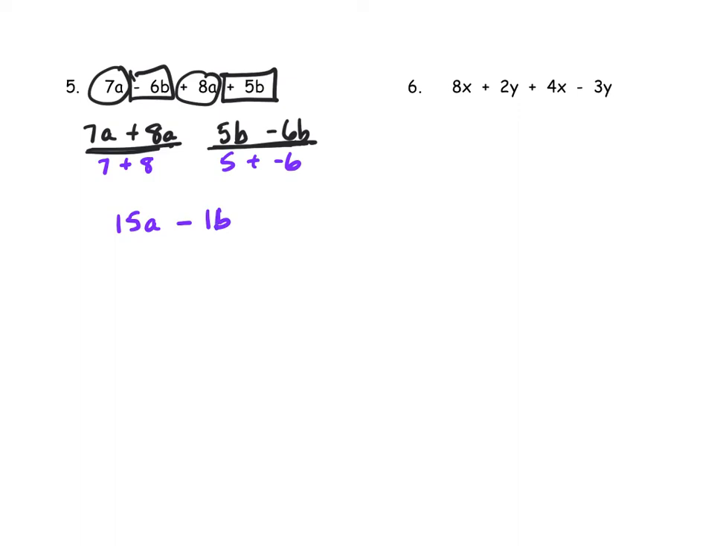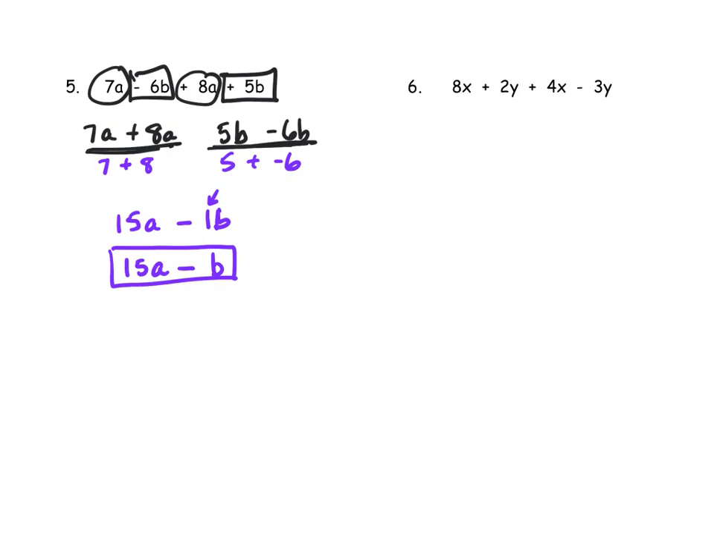So I want to show you something. Sometimes in an answer key, they would not write it this way. They would write 15a, and see this 1? Well, I don't have to use that 1. I could just write minus b, because 1b and b are the same thing. So an answer key would probably just acknowledge the b. Instead of negative 1b, it would put negative b. So please move on to number 6.